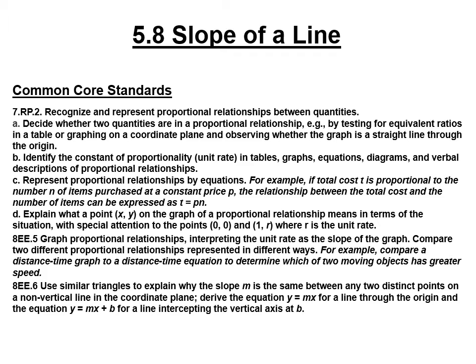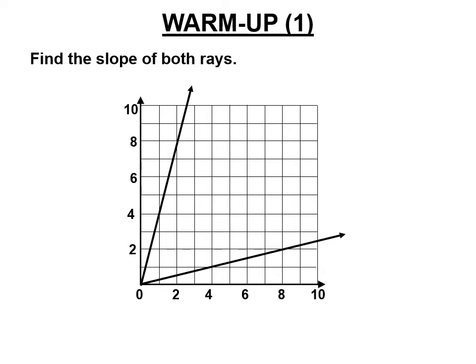So we've done slope. So now we're going to do slope in the coordinate plane. In other words, we're going to find the slope of a line. So let's make sure we remember how to do slope. Both of these start at 0, 0. You look for the good intersections. I'm going to do this lower one first.